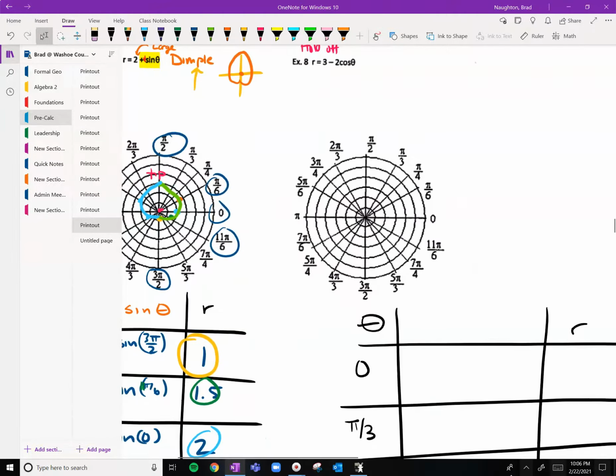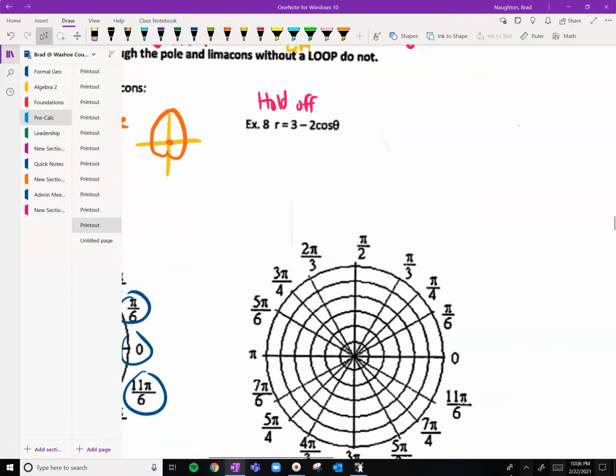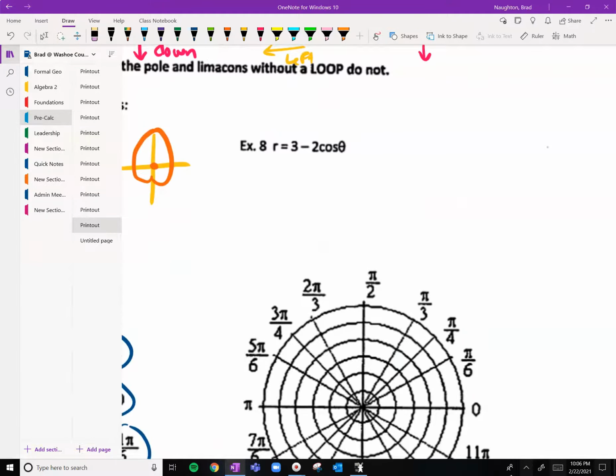I know this is a lot. We'll get through this one as quick as we can. So I told you to hold off because we know that this is no loop. So let's take one that has a loop for a spin. So we're going to actually cross this out and make this r equal to 2 minus 3 cosine theta. So that way, ladies and gentlemen, boys and girls, we can actually see what a loop is.